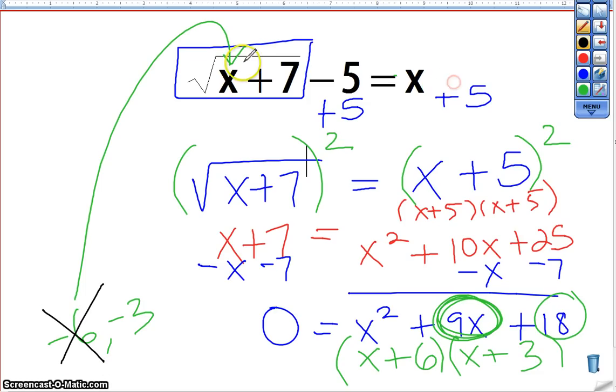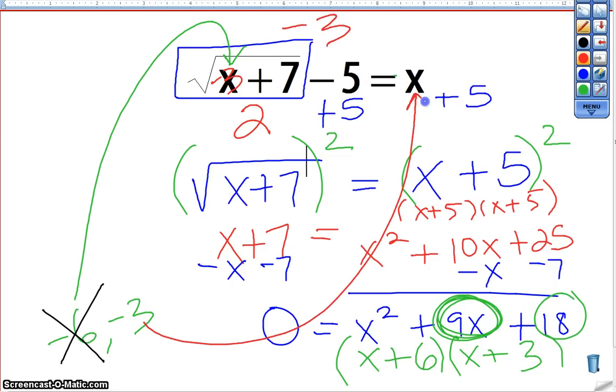Let's try the negative 3. Negative 3 plus 7 is 4. Square root of 4 is 2. 2 minus 5 is negative 3. And what number did you put in? Negative 3. Check, check. Negative 3 is going to work.